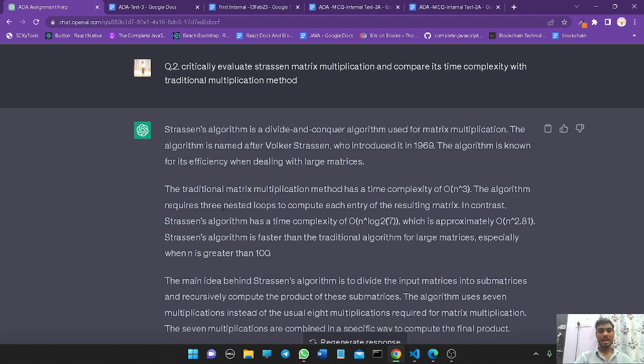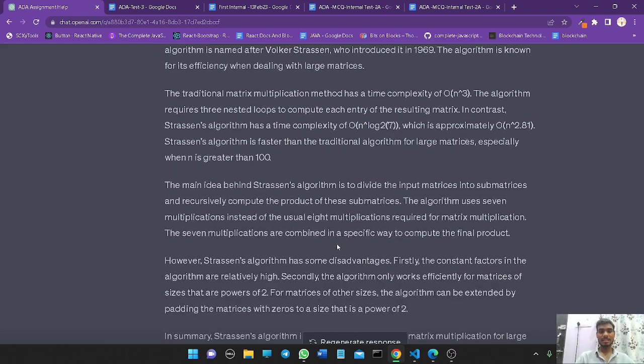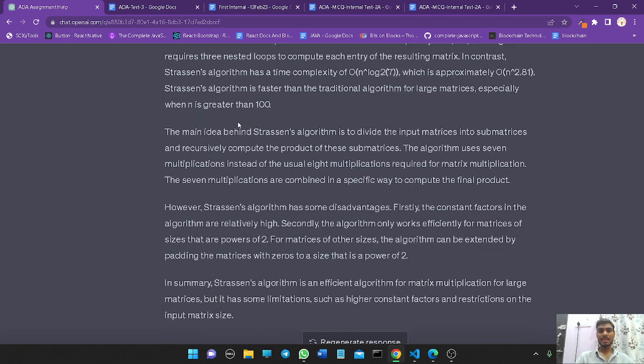The traditional algorithm requires three nested loops to compute each entry of the resulting matrix, whereas Strassen's algorithm has a time complexity of big O of n to the power log 7, which is approximately big O of n to the power 2.81. Strassen's algorithm is faster than the traditional algorithm for larger matrices, when n is greater than 100. The main idea behind Strassen's algorithm is to divide the matrix into submatrices and recursively compute the product of these submatrices.